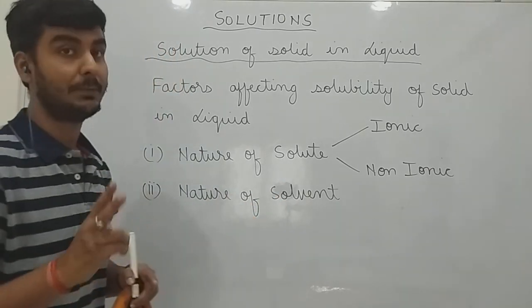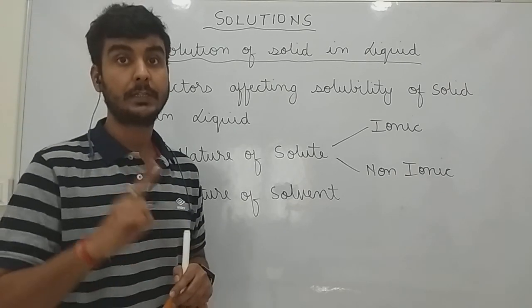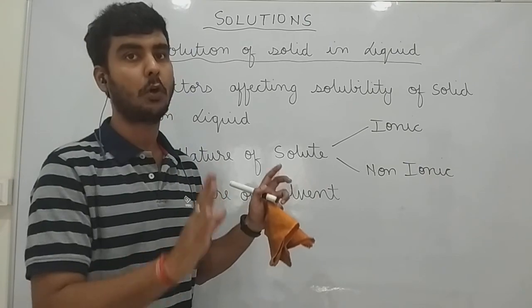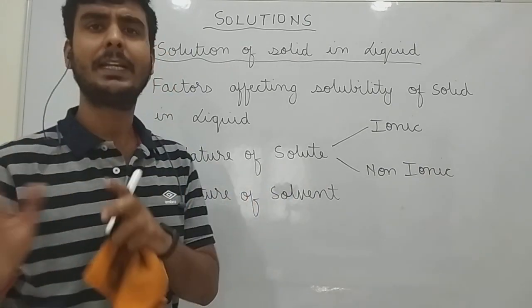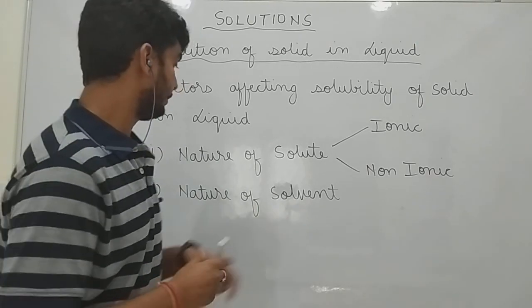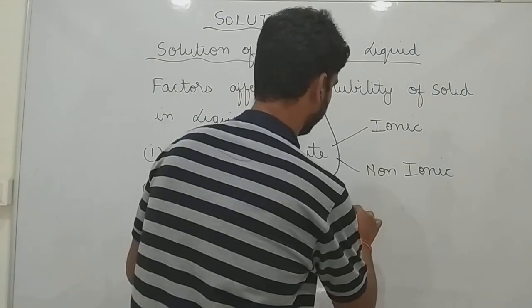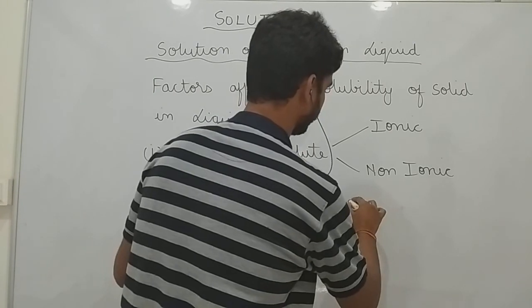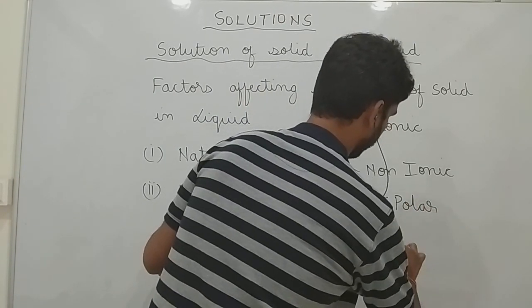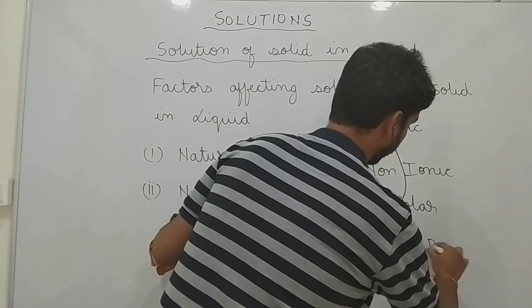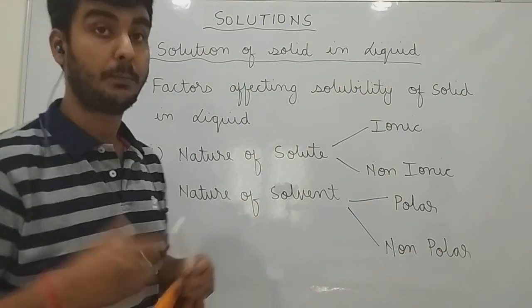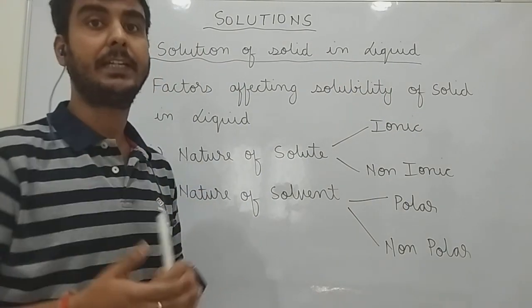So solvent can be of two types. Polar, in case of polar there will be charge separation between the atoms of the liquid. In case of non-polar there will be no charge separation. So this solvent can be of two types. I am writing it here, polar and non-polar. Generally it is seen that polar solvents, polar liquids, have high dielectric constant.